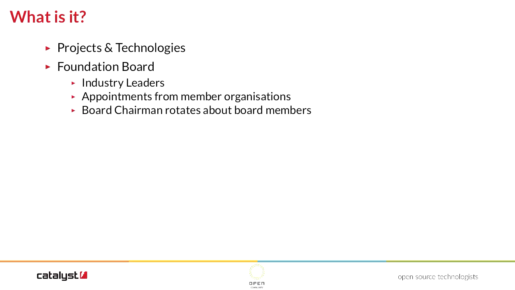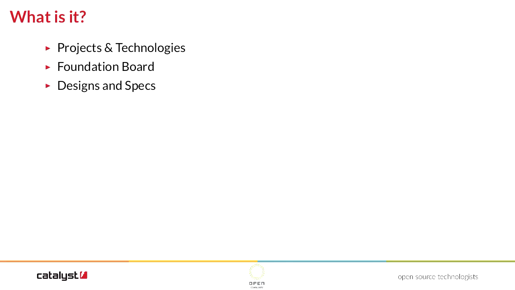There's a foundation board which has got 7 members. They're not paid positions, and they're end user focused. So just because you're a top tier member of the foundation doesn't guarantee you a seat on the board, which is, you know, fantastic. And it's about the designs and the specs. So the member organizations are expected to submit their specs and get them approved by the Open Compute Foundation, and then they get made available to people.